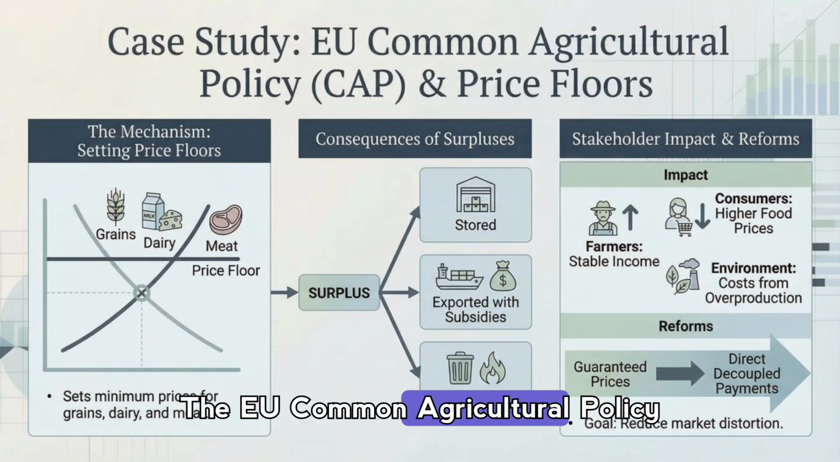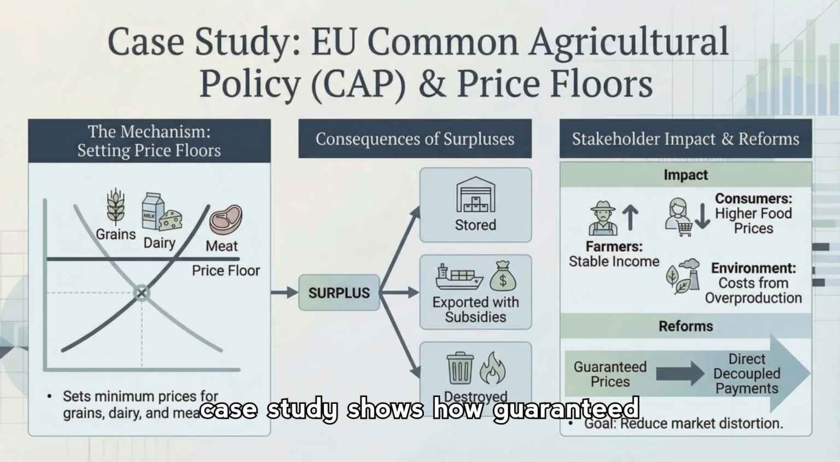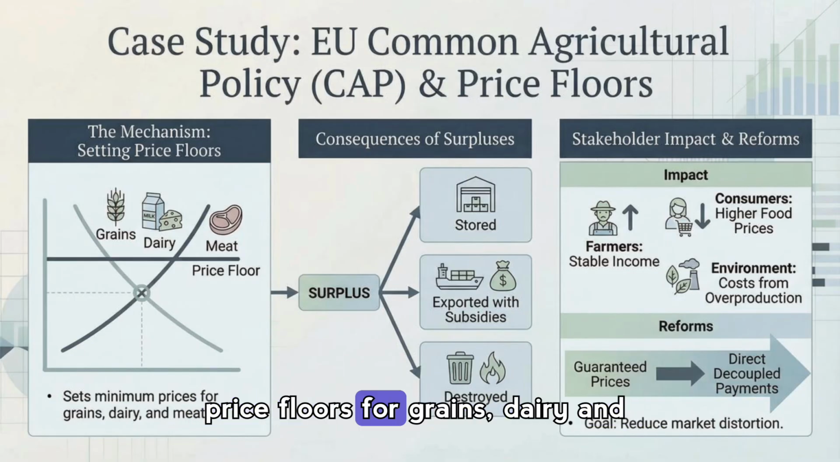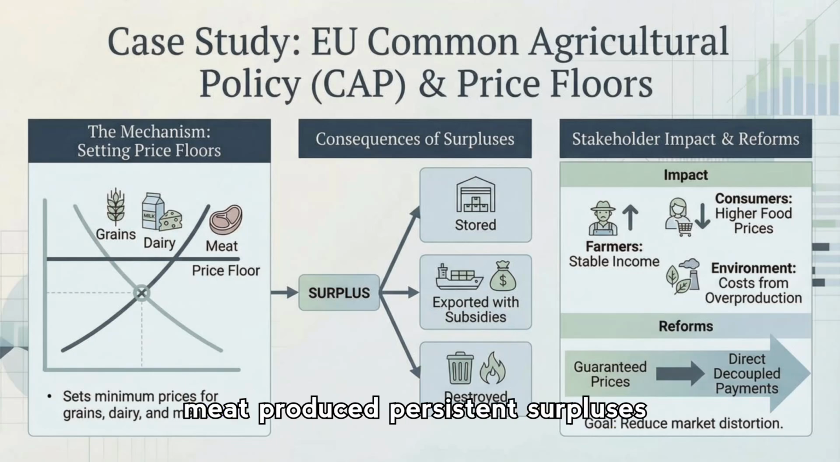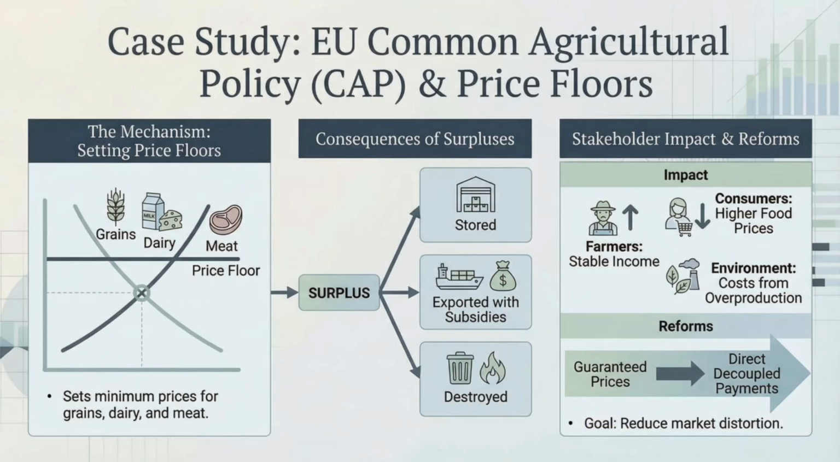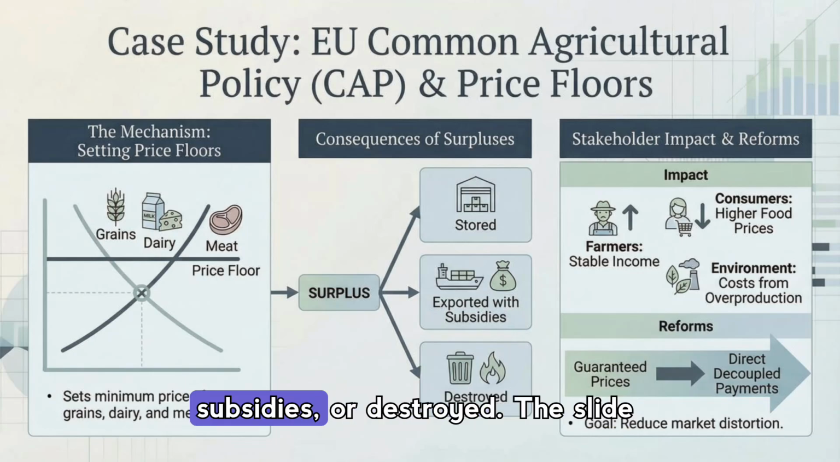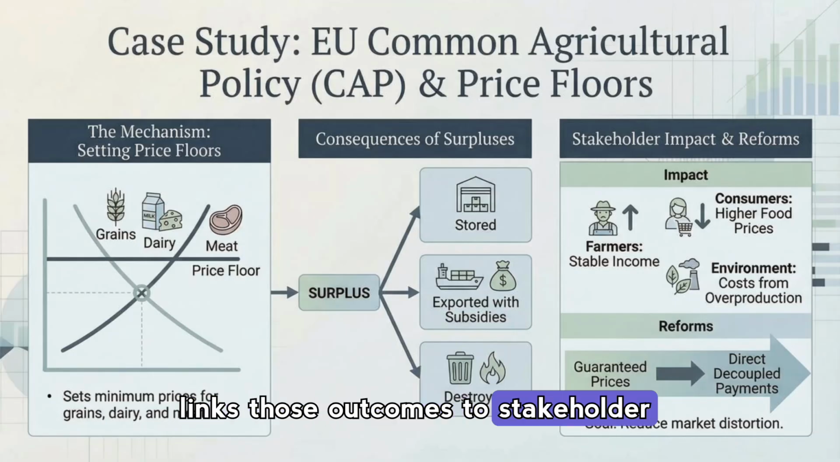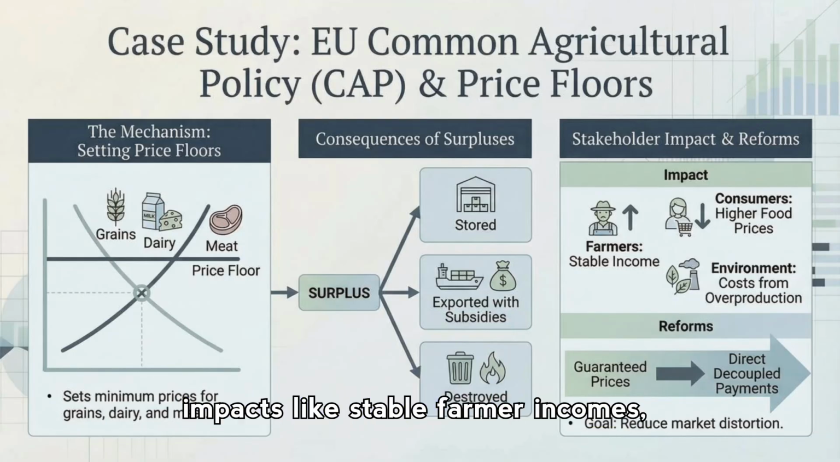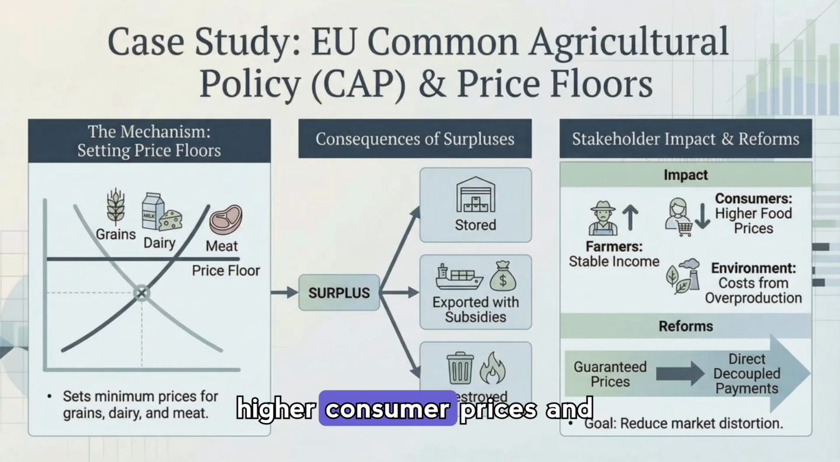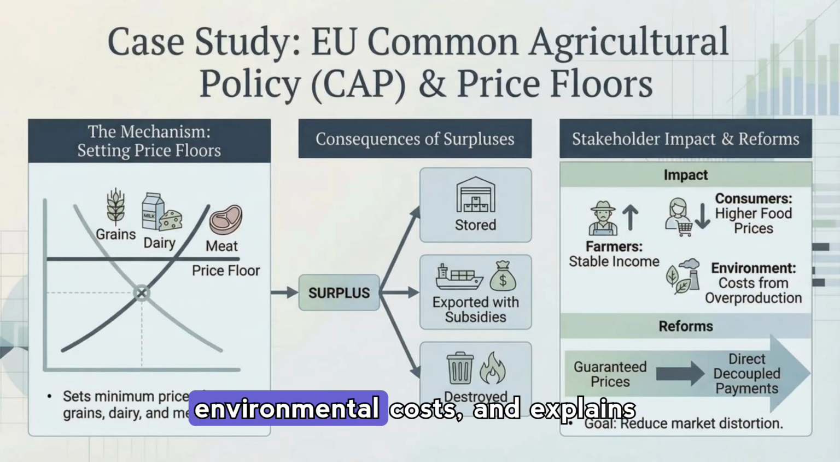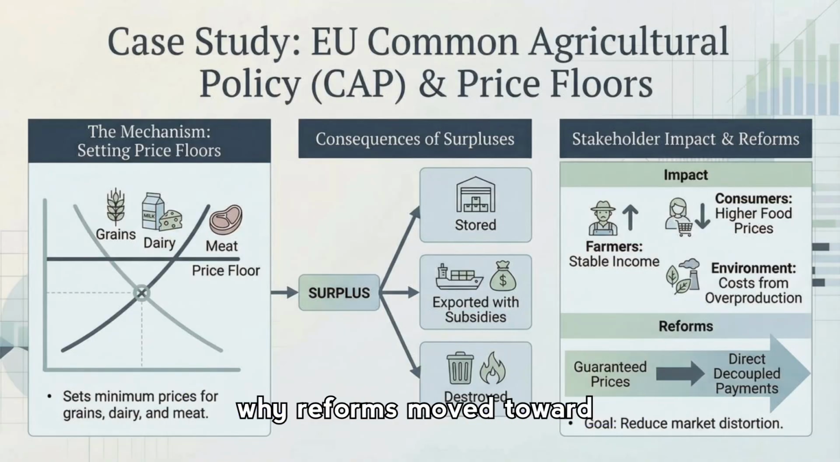The EU Common Agricultural Policy case study shows how guaranteed price floors for grains, dairy, and meat produce persistent surpluses that were stored, exported with subsidies, or destroyed. The slide links those outcomes to stakeholder impacts like stable farmer incomes, higher consumer prices, and environmental costs, and explains why reforms move toward decoupled payments.